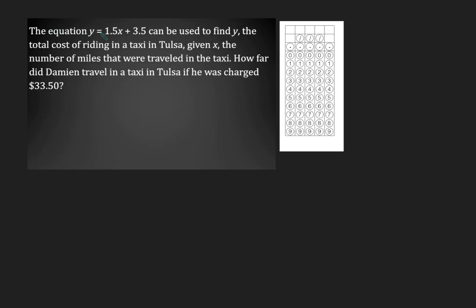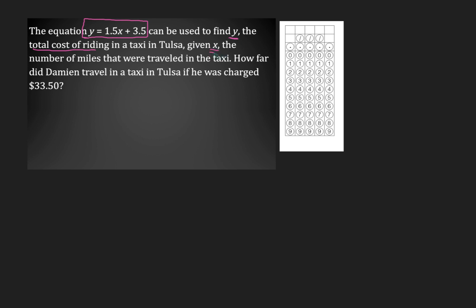It says the equation y equals 1.5x plus 3.5 can be used. So this is our equation. Notice our equation has two variables, which means one of these variables will have to be replaced. Can be used to find y, the total cost of riding in a taxi in Tulsa. So y represents our total cost.